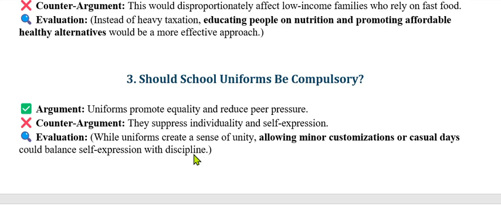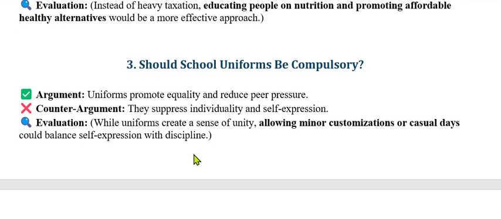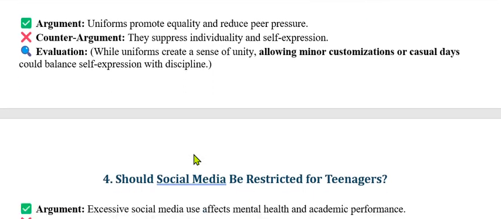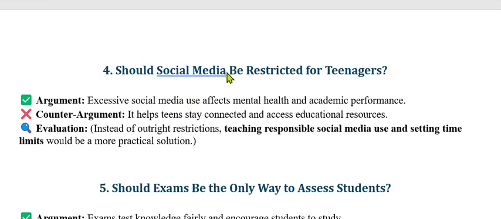This is a view which can be given for this topic. Should social media be restricted for teenagers? The argument is excessive social media use affects mental health and academic performance. Now, the counter argument is it helps teens stay connected and access educational resources. Both sides are given. Let's look at the evaluation.